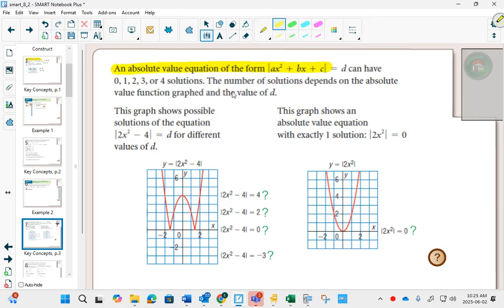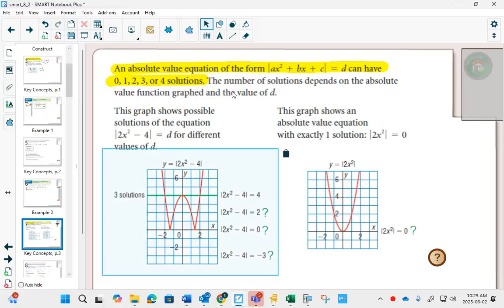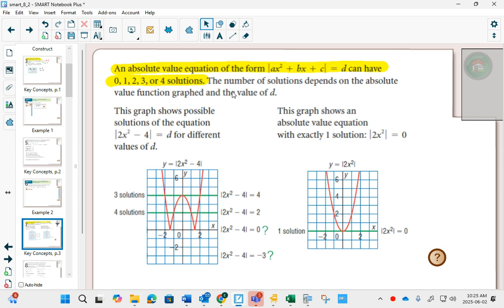An absolute value in this form, does it make sense that you could have 0, 1, 2, 3, or 4 solutions? Because graphically, whatever the d value is, that's a horizontal line. So if I had it right here at 4, it would hit the graph 3 times. I could draw it at 2 and have it hit the graph 4 times.